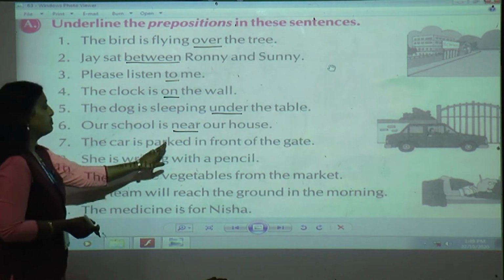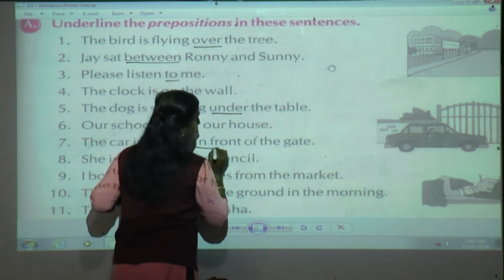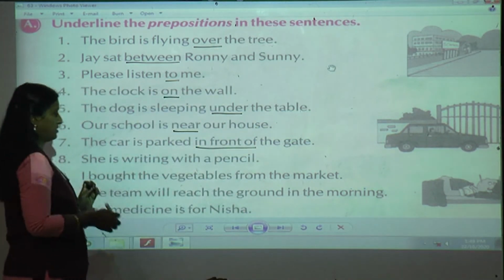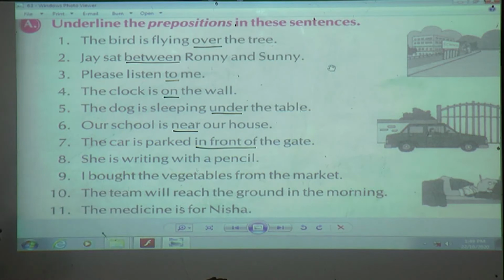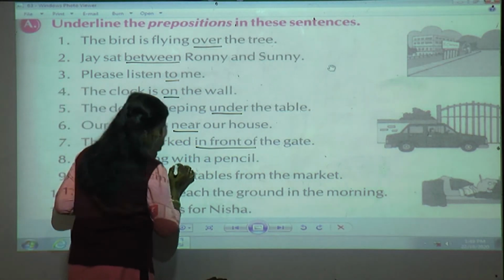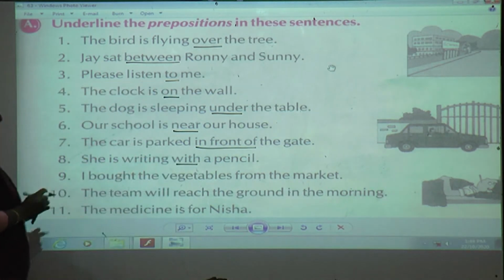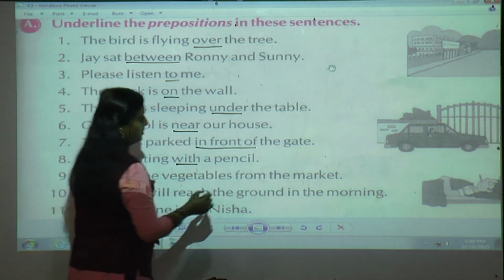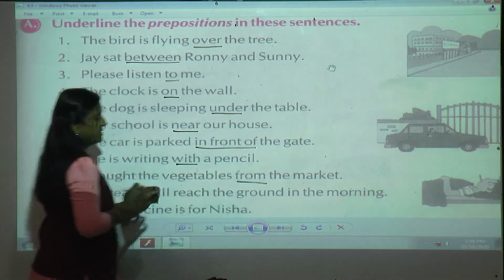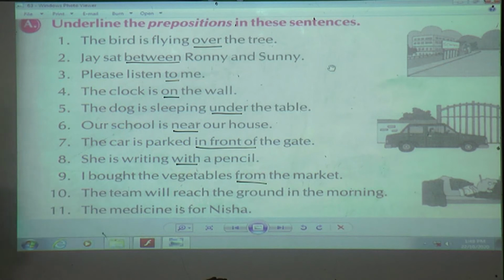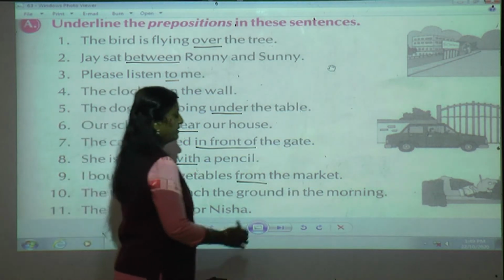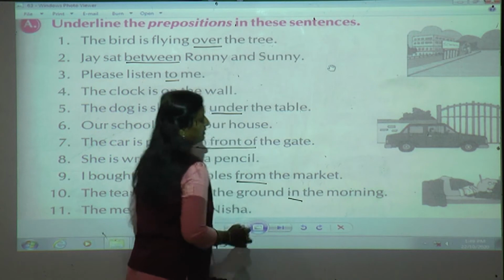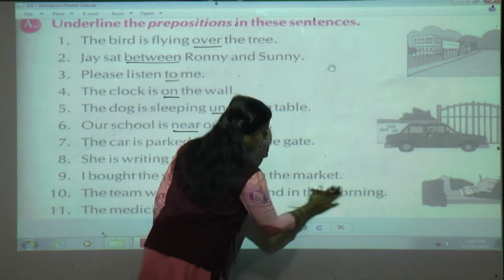The car is parked. Where is it parked? Very good. In front of. This word we have written above. She is writing with a pencil. So with is a preposition. I bought the vegetables from the market. From where did I bring them? From is a preposition. The team will reach the ground in the morning. When? In the morning. So in is what? Yes.